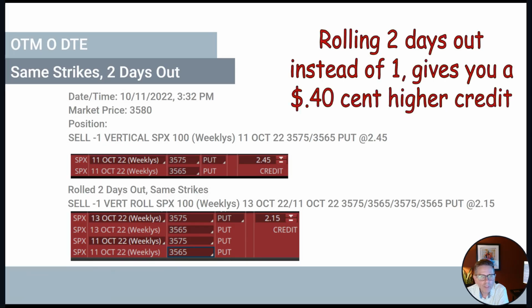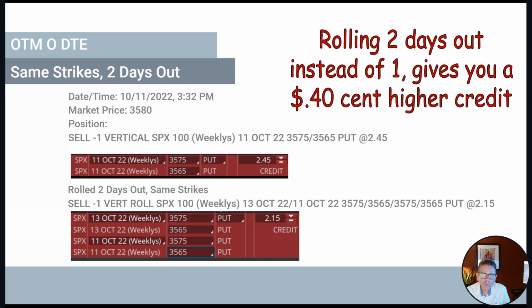Okay, basically. So rolling 2 days out is cool, because what I like to do too, when you roll it out one day, and you put an opposing position on, right, to get more credit, it's close to the market. So when I roll a 0 DTE trade, I roll it out 2 days, and then I put on an opposing spread on it, and that way I can get additional premium for that trade.